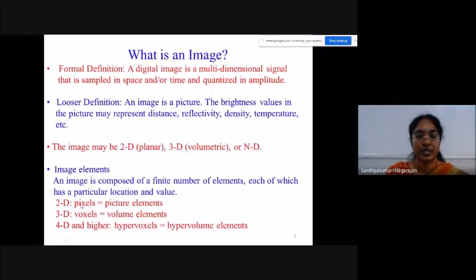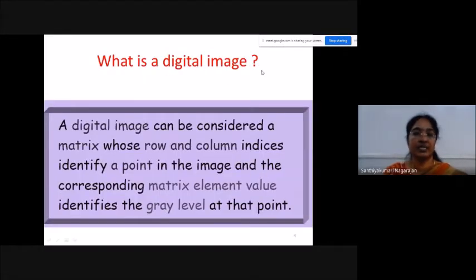if the image is two-dimensional, we call those picture elements pixels. If it is three-dimensional, we call those picture elements volume elements or voxels. If the image is four-dimensional and higher dimensional, then the volume elements are called hypervoxels or hypervolume elements. And if the picture elements are identical in nature, then we call it a texture. What actually is a digital image?